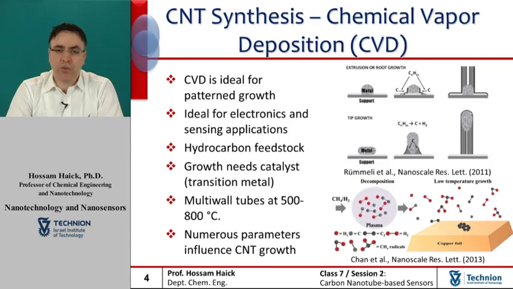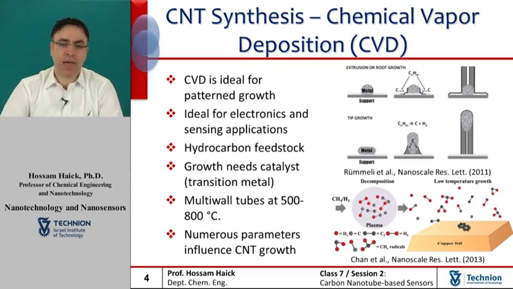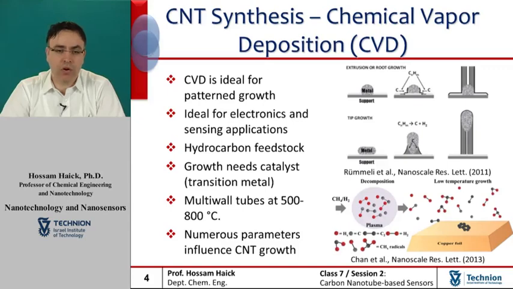Several modifications to the CVD methods for carbon nanotube growth have been proposed and used so far. Here are two of them, which you can see in the upper image on the screen. The first system is the extrusion or root growth. In this system, platinum is used to segregate to particle surface and to form an apron around a core of iron.